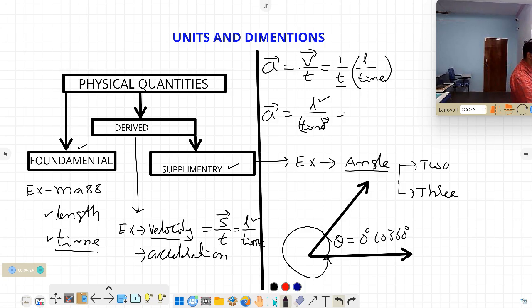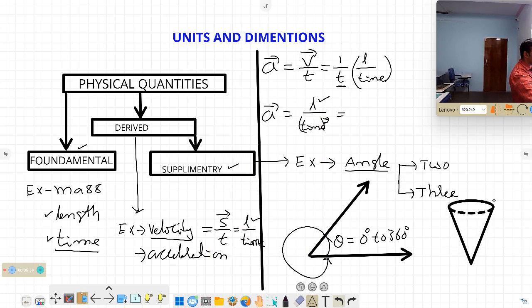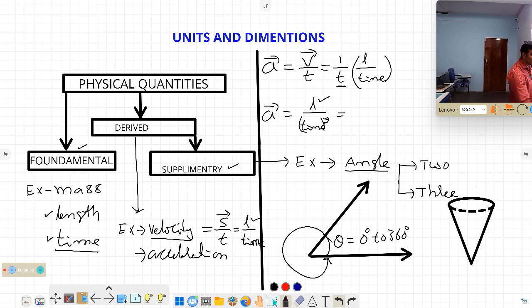Suppose you come across the case of an ice cream cone. A two-dimension figure is one thing, but this is a three-dimension figure. In this case, the angle inside the plane of the wall is called the solid angle, which we represent with omega. This solid angle is also one of the supplementary physical quantities. So we have two types of supplementary physical quantities: one is the angle between two planes, the second is the three-dimension angle.